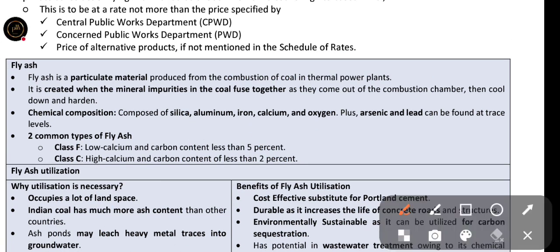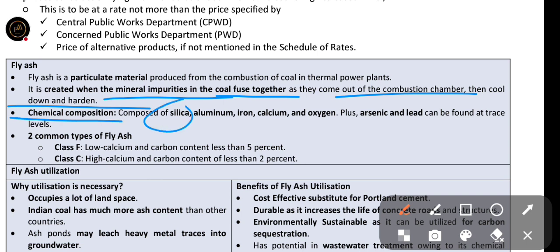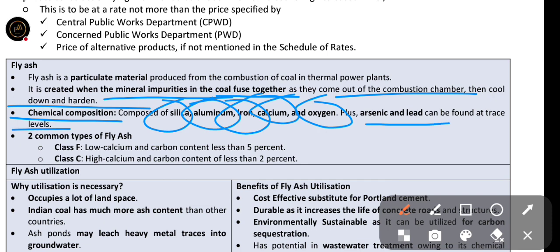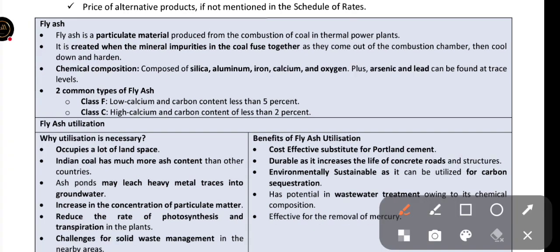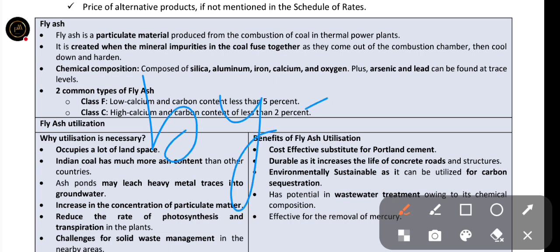Okay, it is created when the mineral impurities in the coal fuse together as they come out of the combustion chamber, then cool down and harden. And the chemical composition of fly ash is silica, aluminum, iron, calcium and oxygen, and arsenic and lead can be found at trace levels. And this is very important for fly ash production: it is a byproduct of the thermal power plant. Okay, you should remember it.